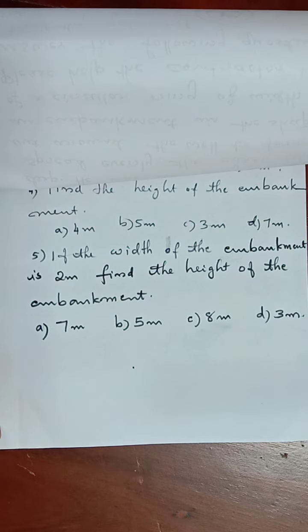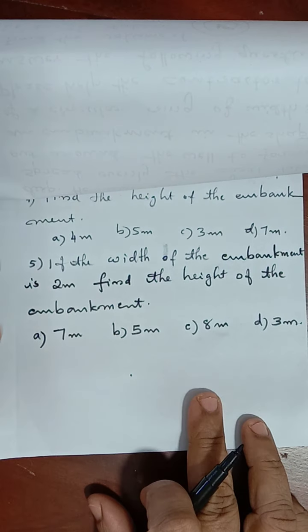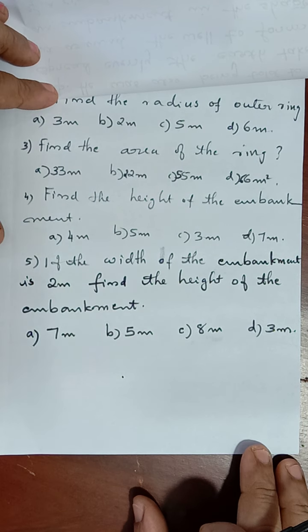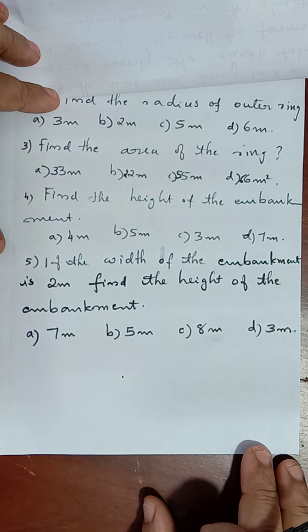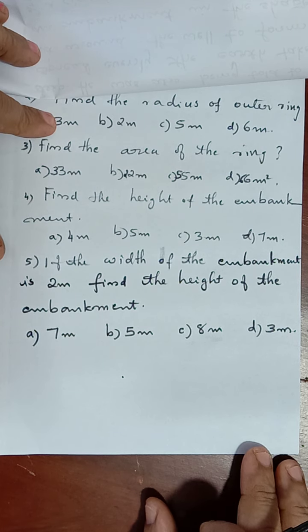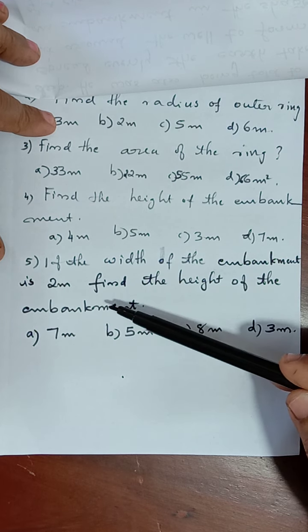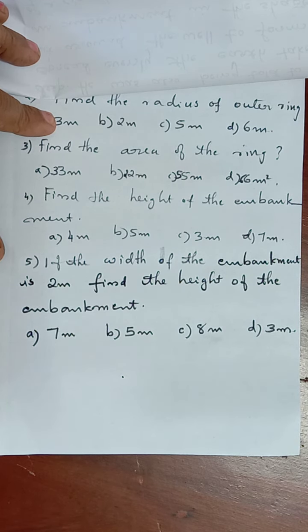Okay, now we will see question number 5. If the width of the embankment is 2 meter, find the height of the embankment. In questions 1, 2, 3 and 4, we have considered the width as 3 meter. Now they are saying if the width of the embankment is 2 meter only, find the height of the embankment. What are the changes to be made?